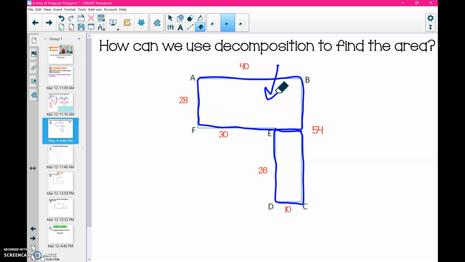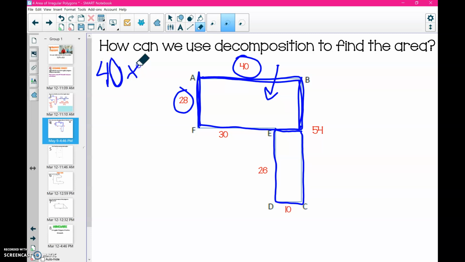So I see that this shape has a length of 40, right? That's that AB side, which is the same as this side on the other side. And I see that it has a width of 28, right? So that's the same as these sides, which would be the same as this, okay? So in order to figure out the area of this rectangle, I'm going to have to take 40 times 28.